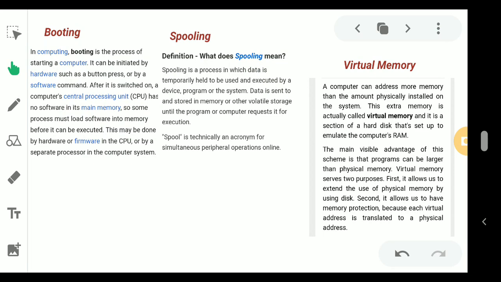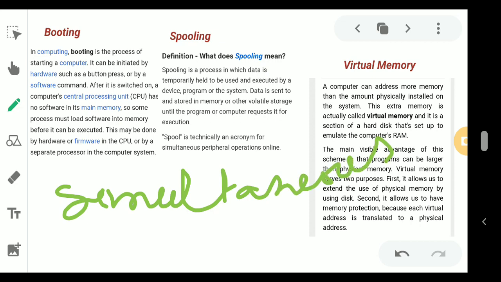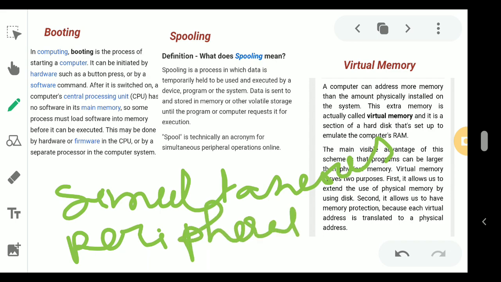Now next we will concentrate on the topic that is spooling. Spooling, also known as simultaneous peripheral operations online, is a technique. So this is the full form.